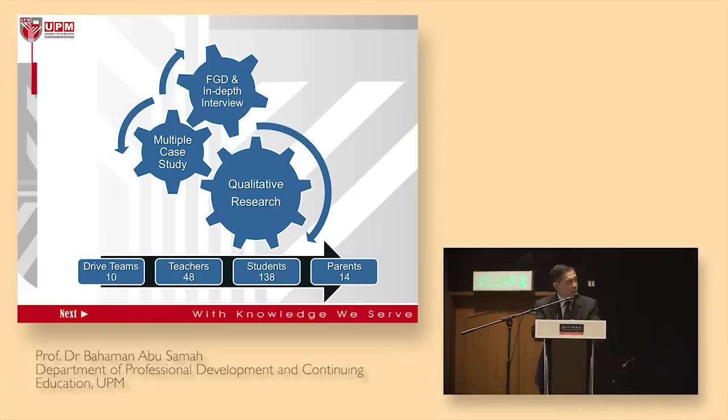That means for this particular case, we have altogether 10 draft teams, and then teachers we have 48 altogether, students 138, and parents we have 14. We went through 2 schools to do the FGD for the parents.